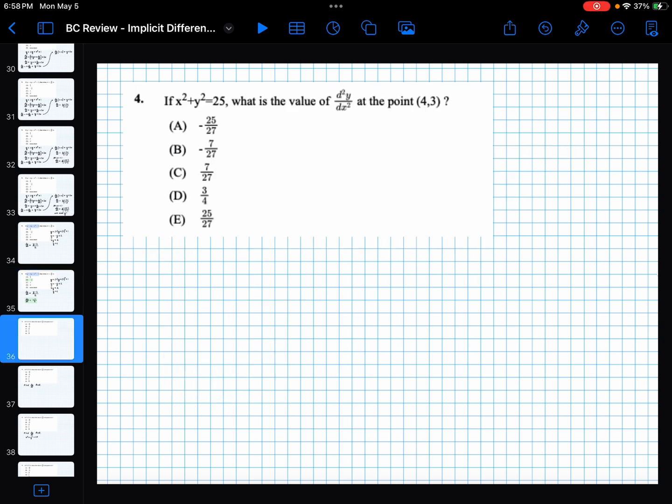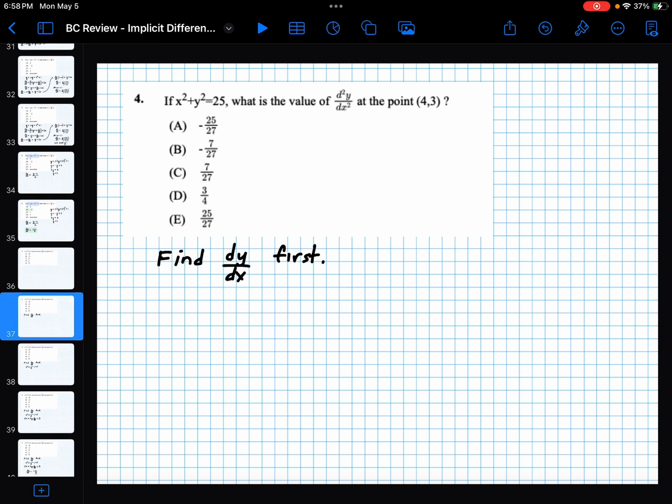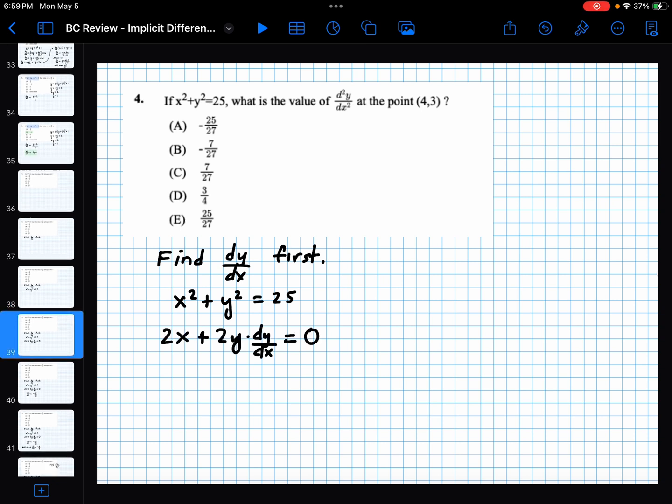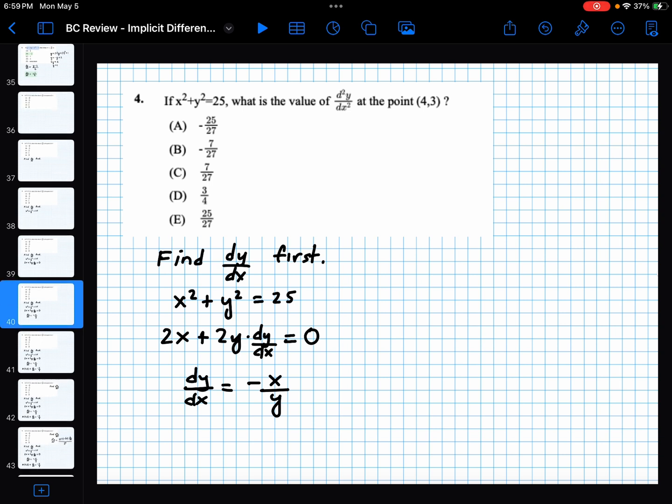Question 4, this is a second derivative. It's also at the point (4, 3). So I'm going to find my first derivative first. Again, implicit differentiation. And we wind up with this. Move the 2x term to the other side by subtracting it. Divide both sides by 2y. The 2's cancel out. And I'm left with dy/dx equals negative x over y.